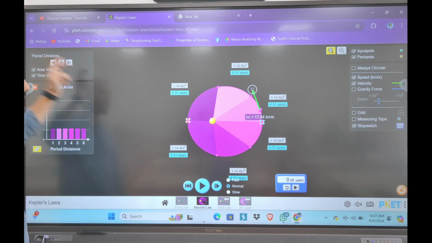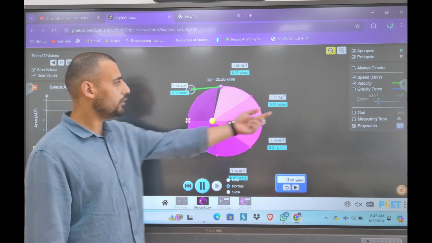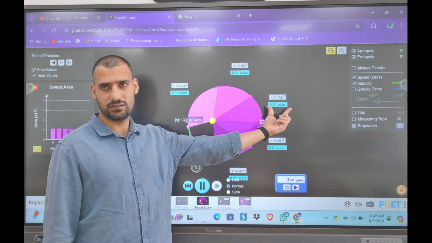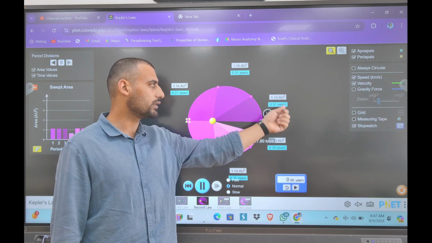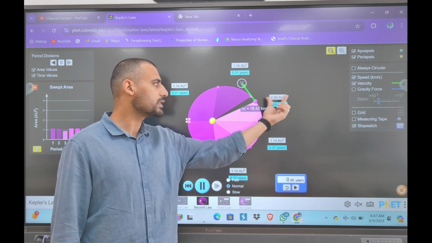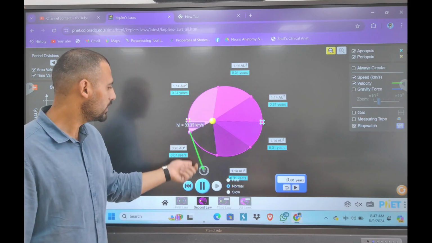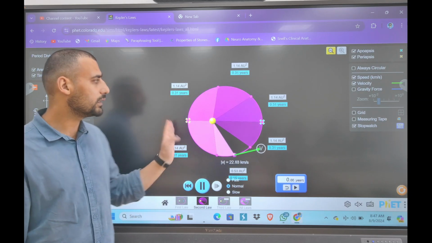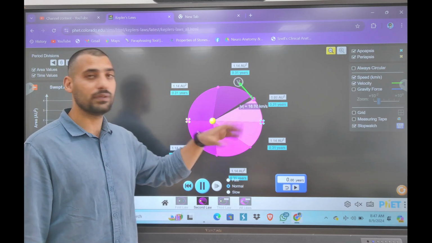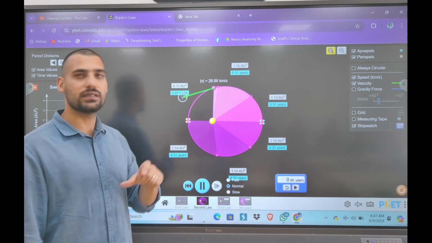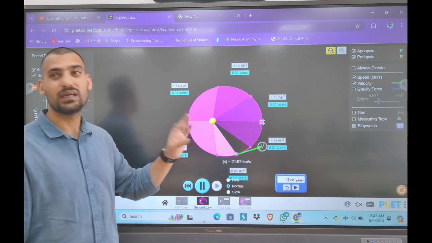See, the number of segments has been increased to 6. See what is happening? The time allocated is 0.31 years, and the area that it sweeps is 1.14 astronomical units, here as well, here as well, everywhere. No matter where the planet is, no matter what the time allocated is, if it is fixed, the planet will always cover the same areas.